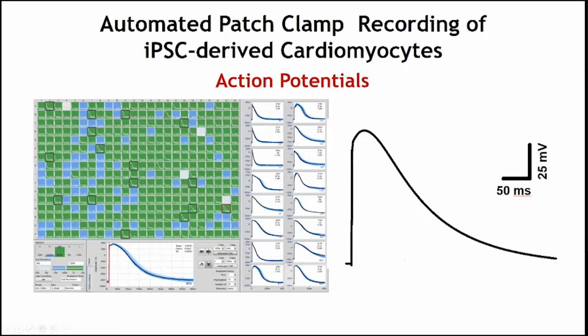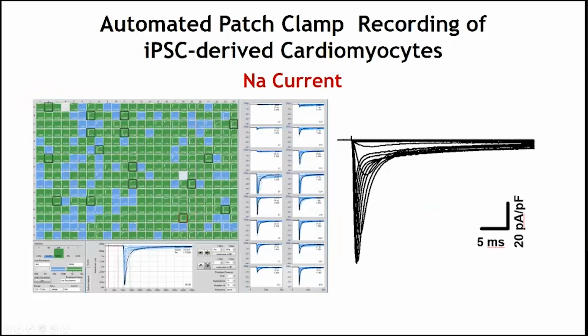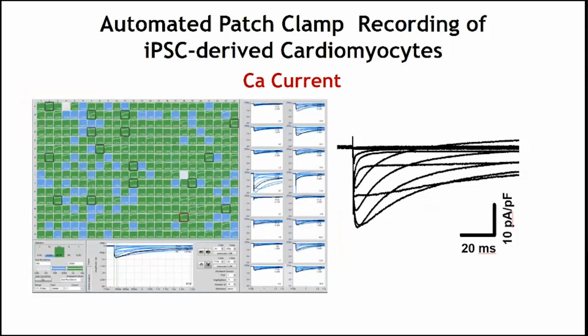In addition to the cells we've cultivated in collaboration with Paul Burridge, we also have an ongoing collaboration with Dawood Darbar across town at the University of Illinois in Chicago. His lab is generating atrial cardiomyocytes, which have a shorter action potential. And here's just a lineup, an average of the two recordings done on the same day on the same plate, showing atrial in blue and ventricular in red, showing the difference in action potential duration. And then some examples of sodium current, which I've already shown you. This will give you an idea of how that looks. And again, here are calcium currents.